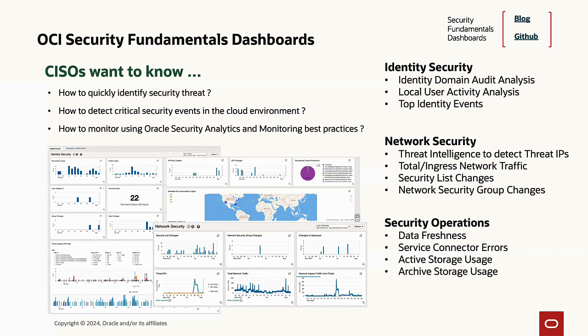These are the key metrics that we combined in a single dashboard to help you perform network security monitoring. We also have a dashboard for security operations to make sure the data flow from logging services to logging analytics is seamless. We have a widget to detect if any service connector errors happen during your log ingestion from logging services to logging analytics. We also cover the active storage usage and archive storage usage within logging analytics so that you can have better cost management. Now, let me switch the screen for a quick demo.